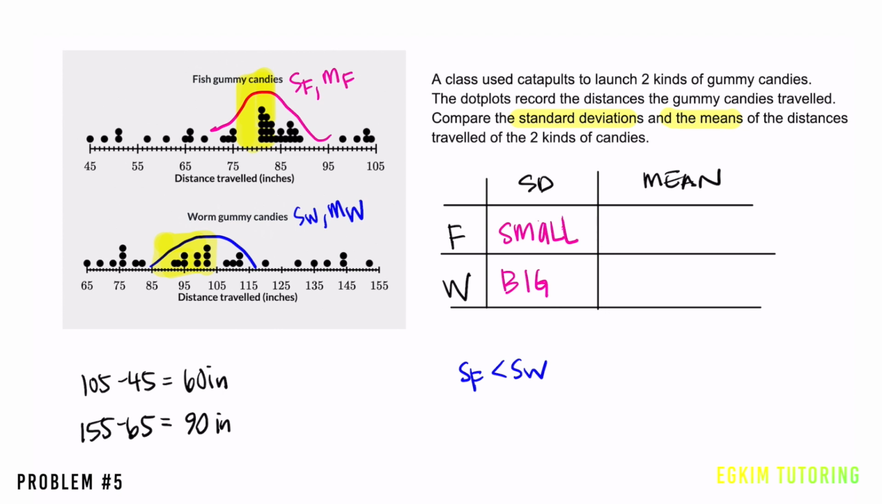Let's go ahead and talk about the mean. So the mean for the fish gummies is probably around this area. So that's about 80 inches. 80 inches on the worm gummy scale is right here, which is definitely not the mean. So for the worm gummies, the mean is probably greater than 80 inches, which means we can say that the mean of the fish gummies is less than the mean of the worm gummies.